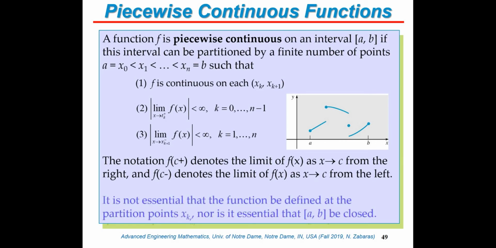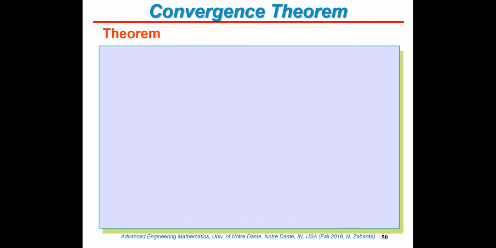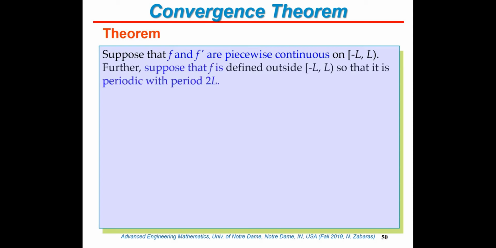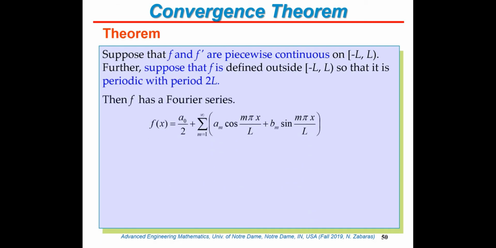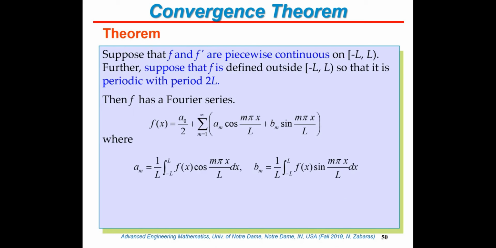Okay, so let me just give you directly the theorem. We are going to assume that the functions f that we're dealing with, plus their first derivative f prime, are piecewise continuous on the interval minus L to L. We're obviously going to assume that the function f is periodic in the interval minus L to L, so we have a period of 2L. So then we can represent the function with a Fourier expansion the way that you see here, with the coefficients computed with the Euler formulas.